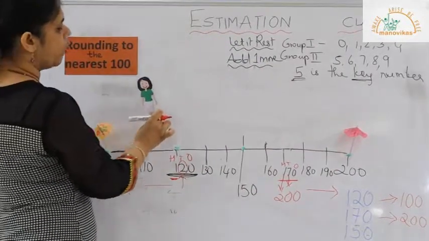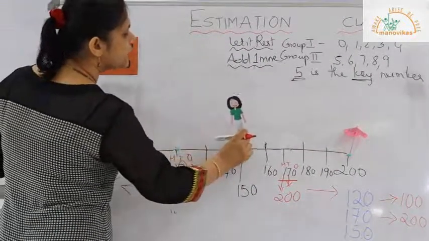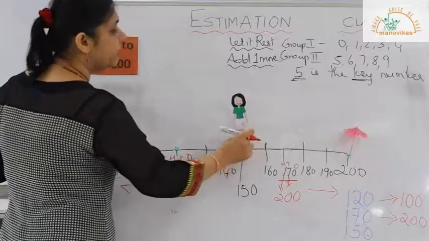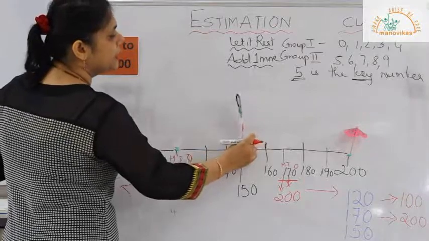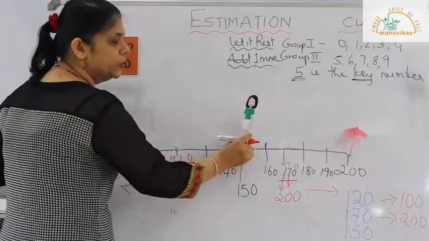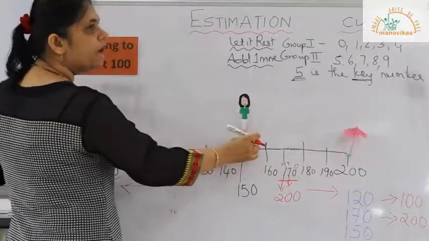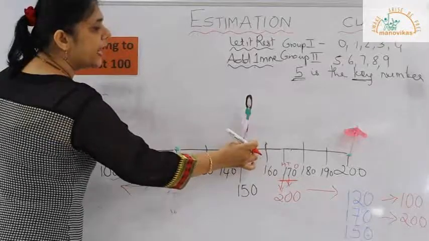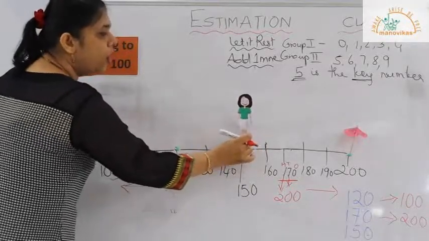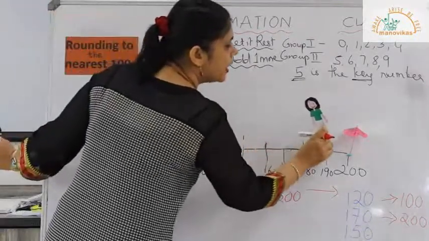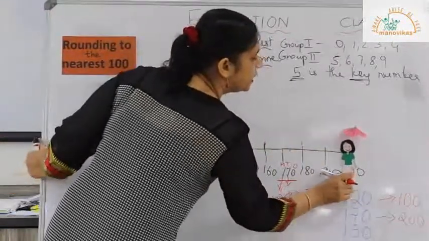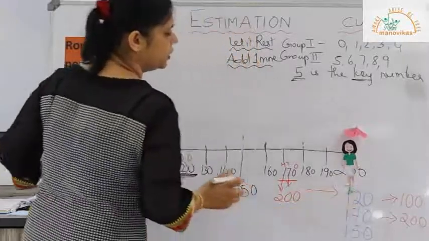Again, Tina was walking, and when she reached number 150, it started raining. Again, Tina looked this side and Tina turned the other side too. She found that there were umbrellas on both the sides. So, she did not move back. Instead, she moved further under the umbrella number 200 for her shade.